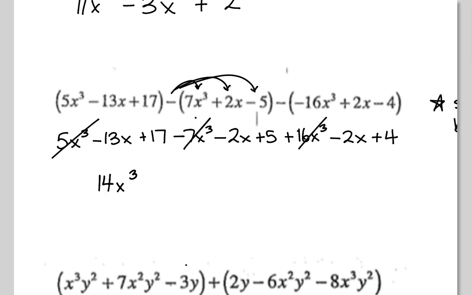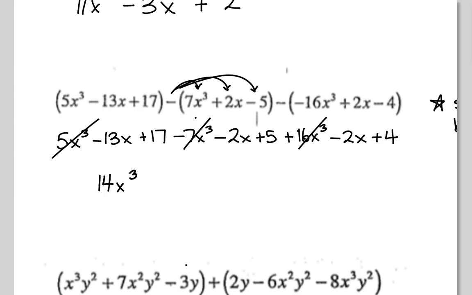All right. What's the next one in order? The squares. Are there any squares? So we have 0x squares. Do you need to write that? No, you don't have to write 0x squared. But you're aware that it is there. It just has a coefficient of 0.